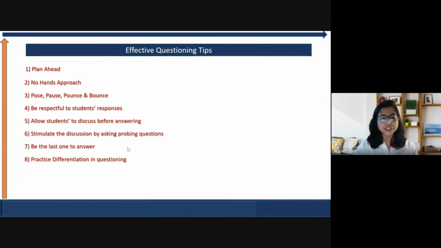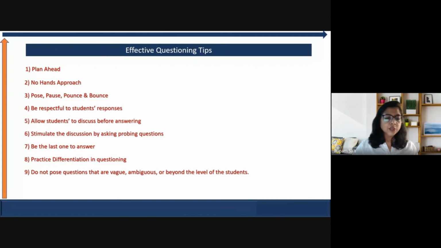Practice differentiation in questioning, which you now know very well: try to pose the question according to the level of the student. Low ability, middle ability, high ability, accordingly you try to pose the question. And then the next is, do not pose questions that are vague, ambiguous, or beyond the level of the student. So vague and ambiguous questions should not be posed. And finally, encourage the students to ask questions. The last point is very important. You have to make the children ask questions, right?